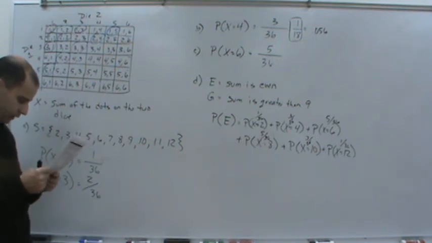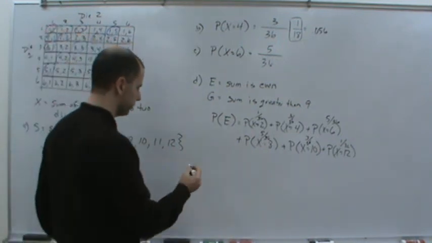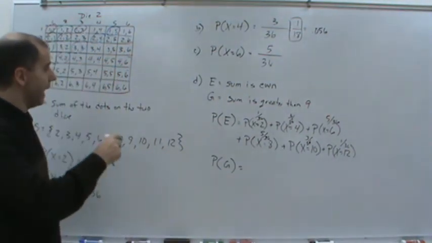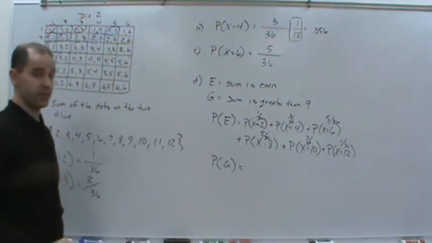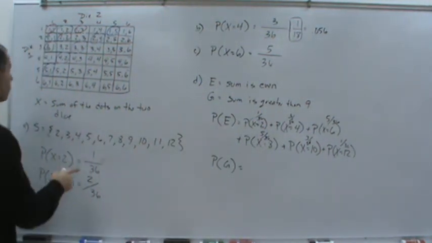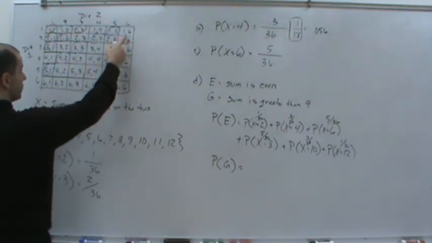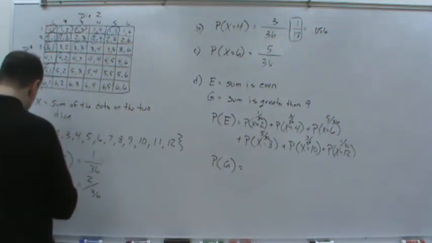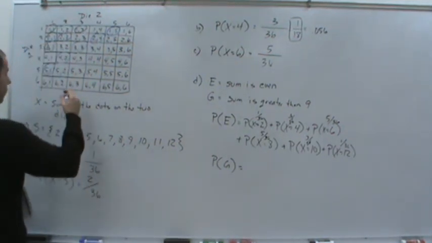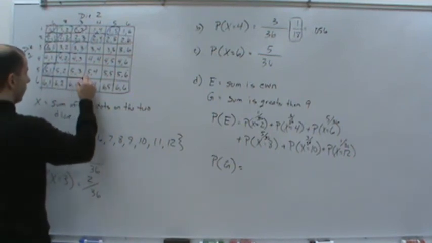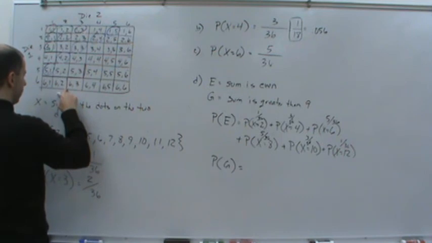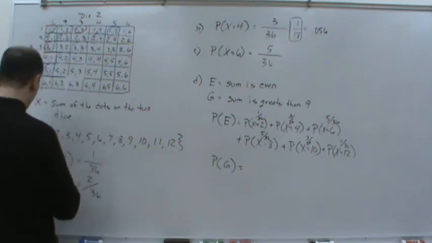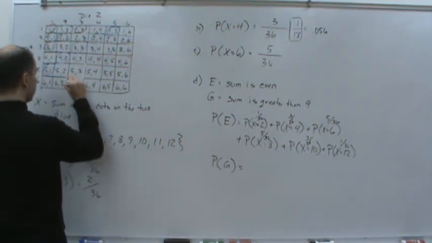Now, let's do the event G. The probability of G, let's do it again the same way. Well, how many different ways give me a sum greater than 9? Well, where's 9? This is 8, right? Well, look at all the ones at 9. Anything higher than 9 is going to be on this side of the table. Oh, greater than 9. Sorry about that. Greater than 9. Okay, so I don't want to include 9. So that's 10 or higher.